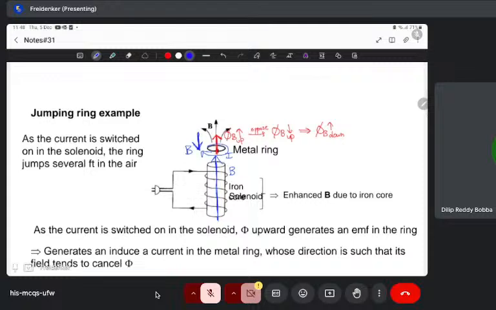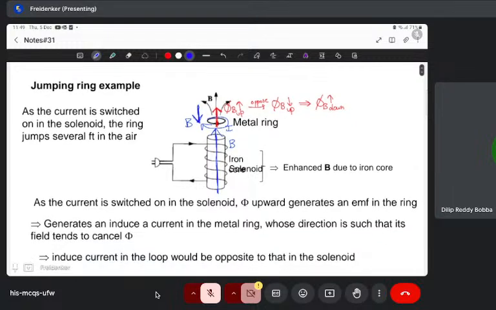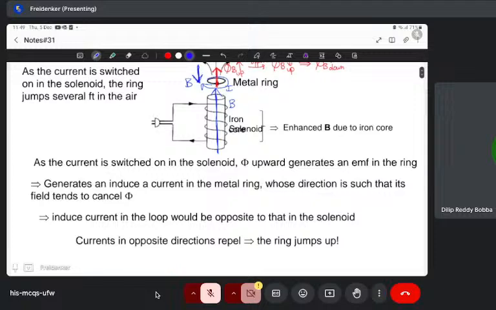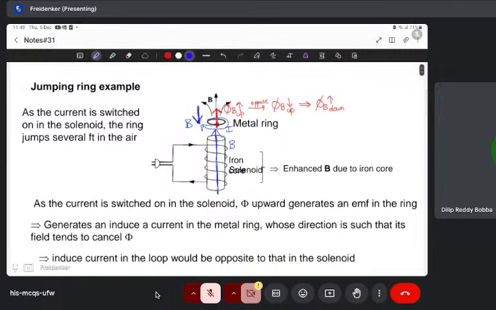But if you notice, this solenoid's magnetic field and the ring's magnetic field are in opposite directions. That means these two will repel each other now, and since they will repel, this metallic ring will start flying in the air. It will just pop. It will just go into the air. So the experiment is this: as soon as I turn the power on, the metallic ring will start flying. It will just go up into the air. So the ring jumps up. So jumping ring example.